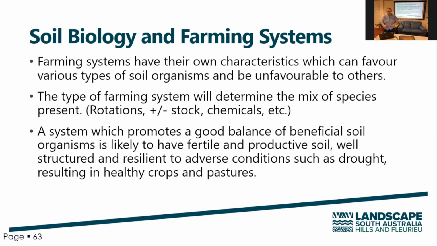The type of farming system is going to determine the mix of the species present. So this is things like rotations, different kinds of plants and so forth, whether chemicals are used or not used. So any system which promotes a good balance of beneficial soil organisms is likely to have fertile soil, productive soil, well-structured and resilient to adverse conditions like drought, resulting in healthy crops and pastures.